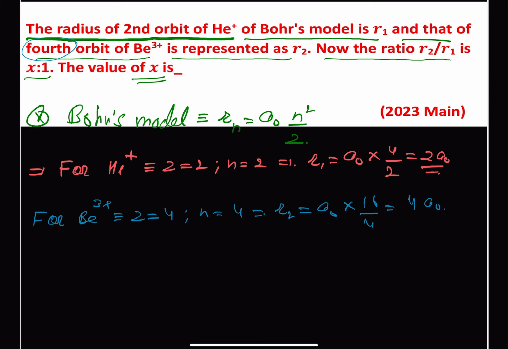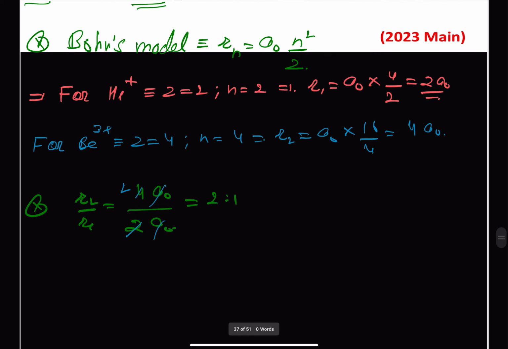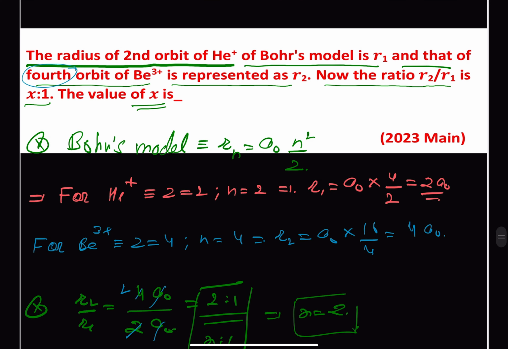Now we can just find out the ratio. So we get R2 by R1 will be equal to 4 a naught over twice a naught. a naught cancels out, 4 goes by 2, so we get 2:1, and in the question it is written as x:1, so making a comparison we get x is equal to 2. Value of x is equal to 2. Next question.